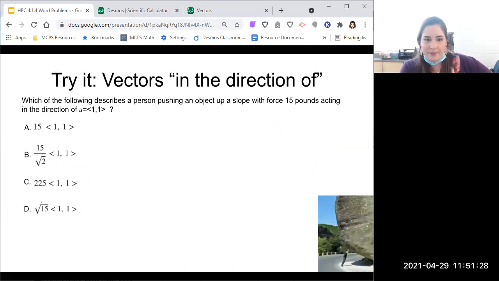Go ahead and try this one. Which of the following describes a person pushing an object up a slope with force 15 pounds acting in the direction of the vector 1, 1? So think about what quadrant 1, 1 is in, and think about what the sides of the triangle would be. Go ahead and pause the video, try the problem.